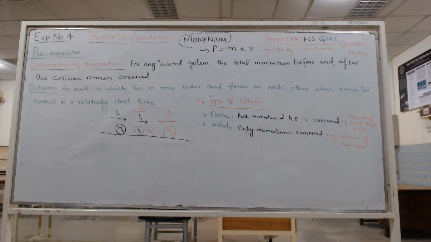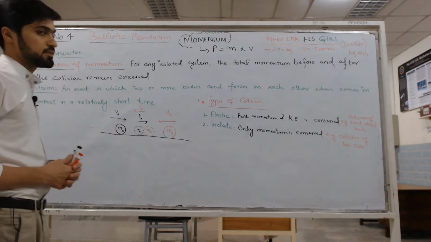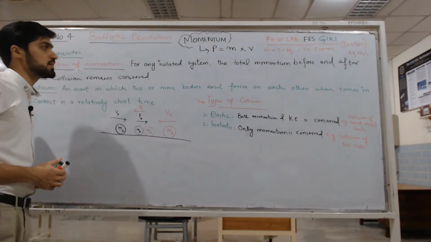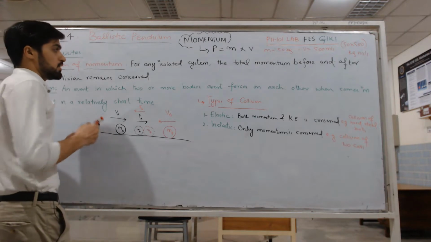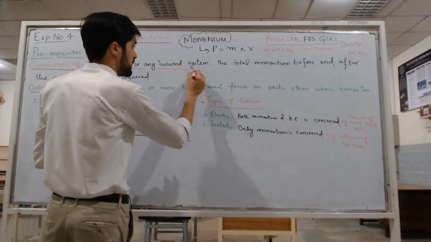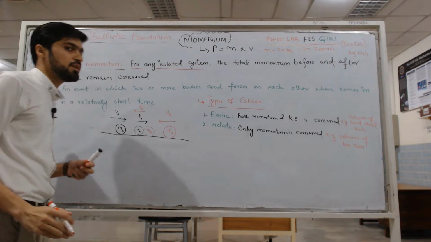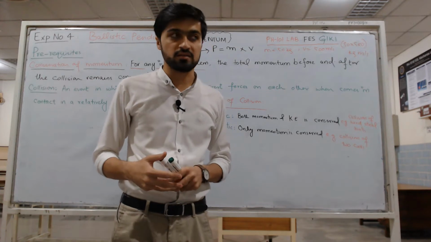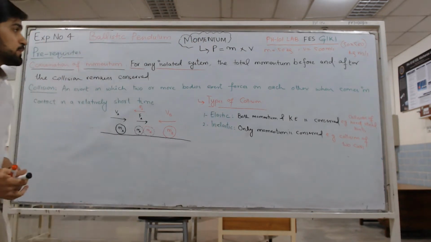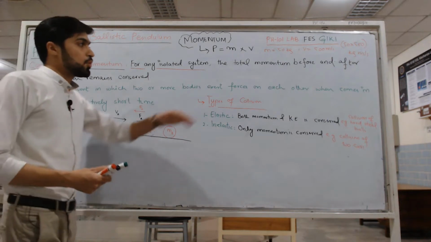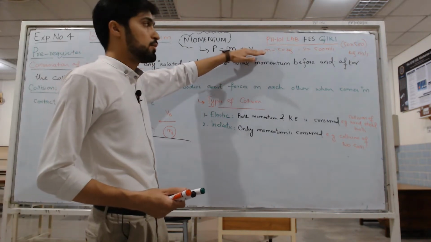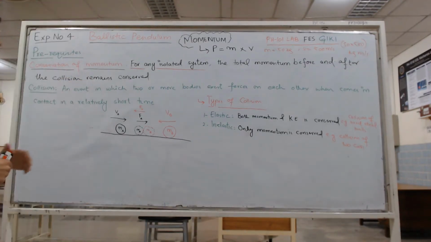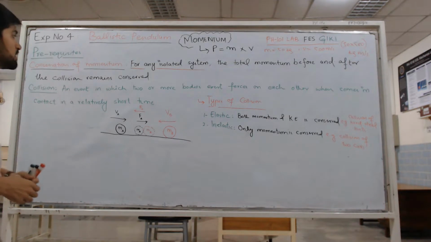In the previous lecture, we discussed the conservation of energy. All the conservation laws, for example the conservation of energy and the conservation of momentum, are only valid for an isolated system, when the system is free from external forces and there are no environmental effects. The statement of the conservation of momentum is that the total momentum, P equal to mv, before and after the collision remains conserved.